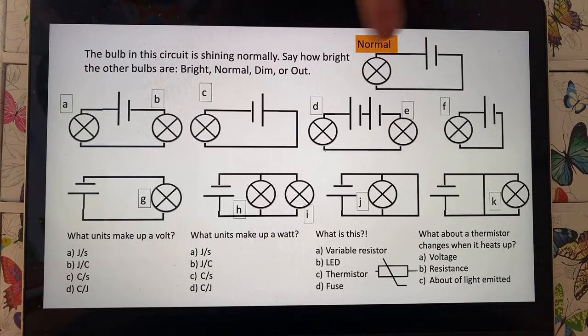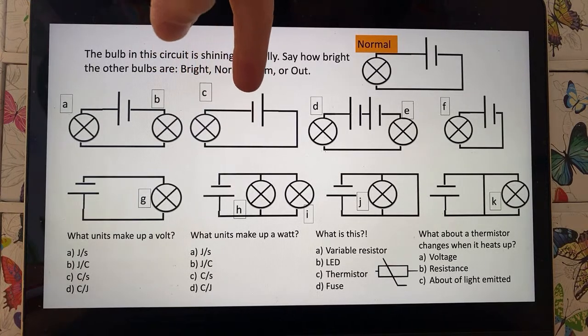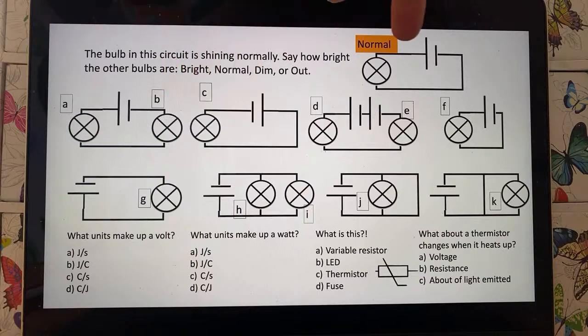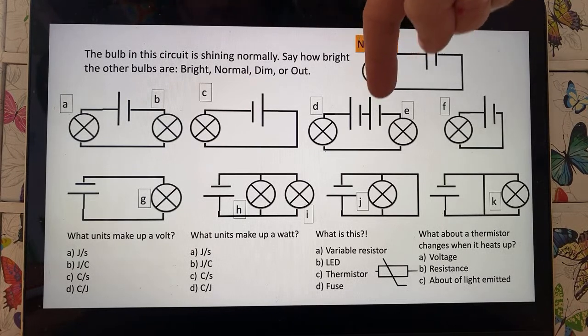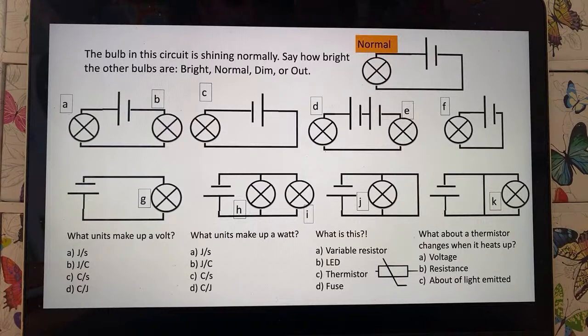C is the same circuit again, but the cell has been turned around. So now the bulb is sort of nearer to the positive terminal and not nearer to the negative terminal. Sorry, not the positive terminal. D and E, that's also a series circuit with two bulbs, but now we've added another cell as well. So it's two cells and two bulbs. F is exactly the same as the first circuit, except the wires are shorter. And G is the same as the F circuit, but the wires are longer.